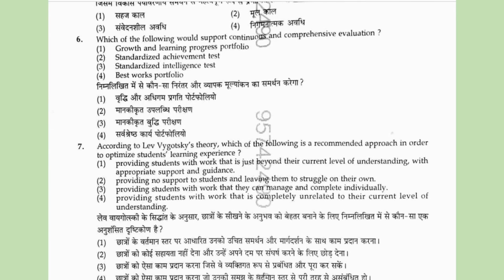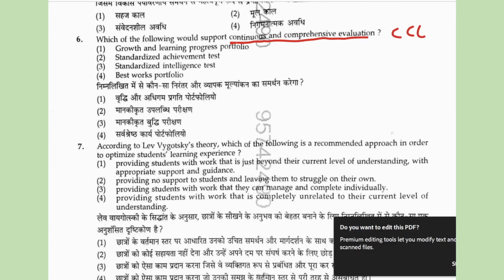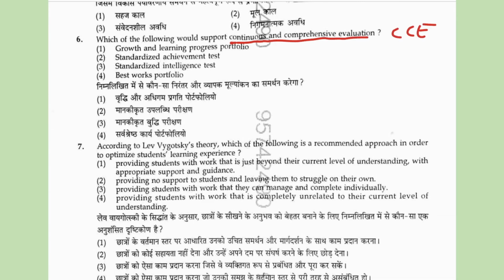Which of the following would support continuous and comprehensive evaluation? We're talking about CCE. So growth and learning progress portfolio. See, no standardized, we don't want anything, but a portfolio is one in which you do not take only the best, you take all. So therefore, growth and learning progress portfolio would be the best answer.